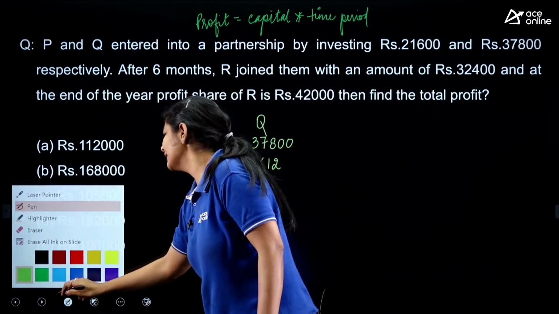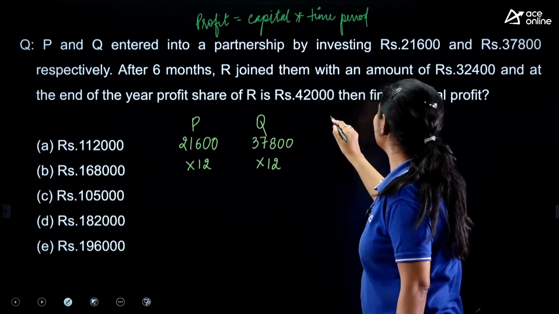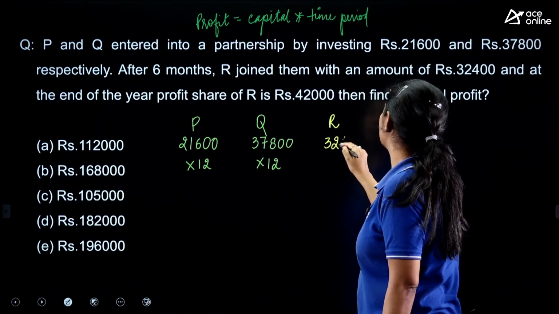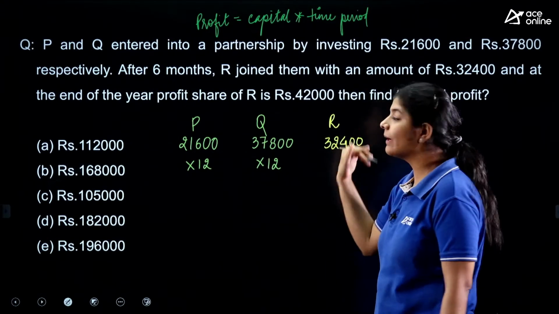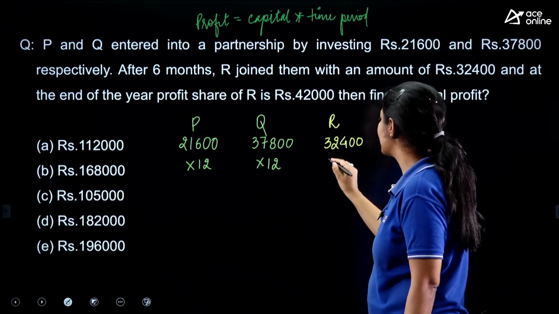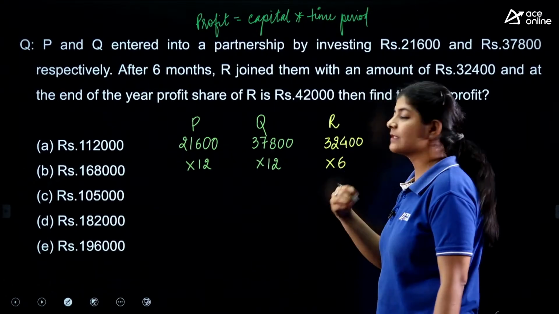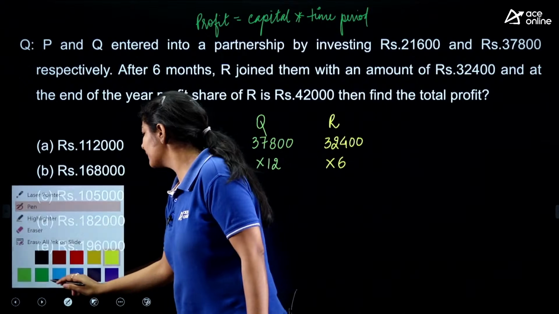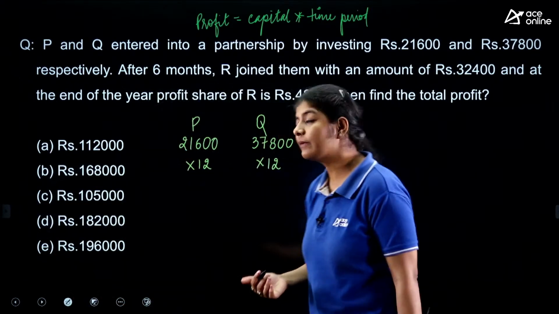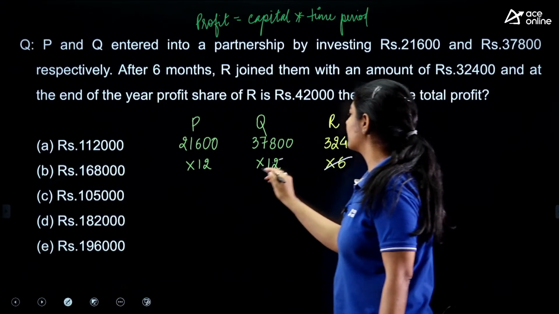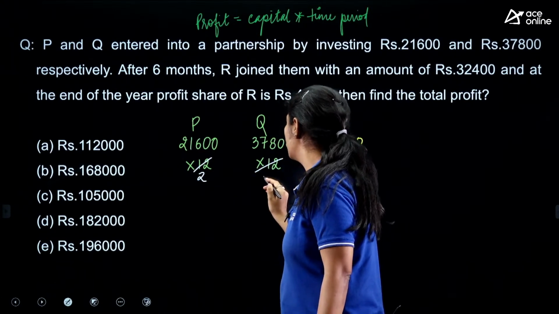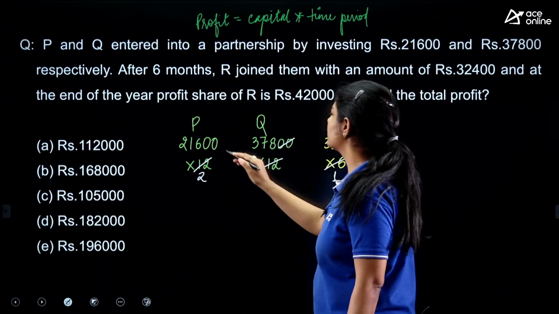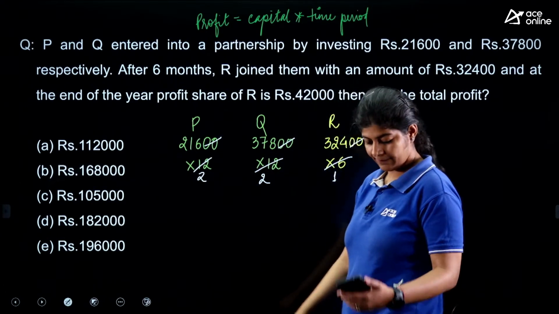But R came into the scene and invested 32,400, and he came into the business after 6 months. That is, the time period for R is 6 only. Now what we will do is cancel out anything common. First let's start with this one. Here we got 2, 2 and 1. We can eliminate these two zeros and these two zeros, right?